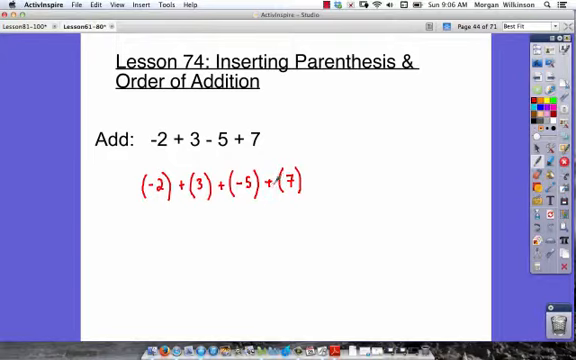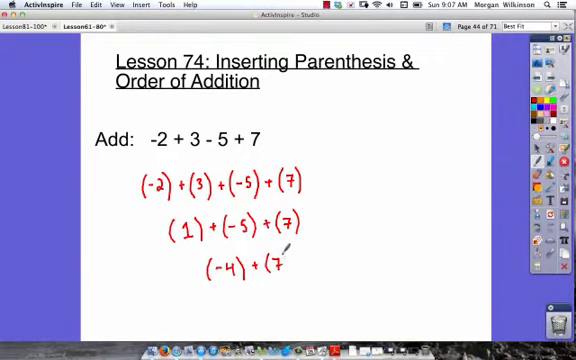Now inserting these parentheses and only adding makes it so we don't have to think of both addition and subtraction in the same problem, and then we can just add our positive and negative numbers. So -2 plus 3, that's 1. We have 1 plus -5 plus 7 left over. Well, 1 plus -5, that must be -4. And then we get -4 plus 7, and we get our final answer. -4 plus 7, that must be equal to 3. We could box it, and we can move on to our next question.